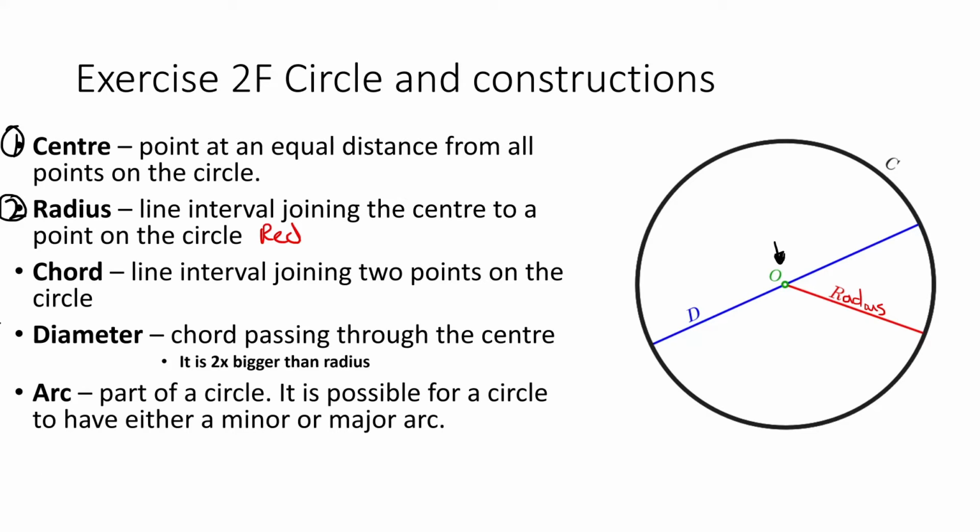Number 3 is a chord. A chord joins 2 points in the circle. So say you have a point here, point number 1, and then you have point number 2 here. If you have a line inside the circle that connects these 2 dots, this is called a chord.